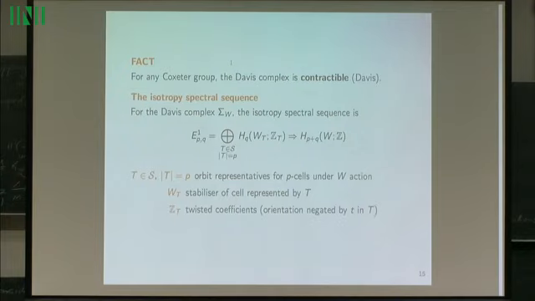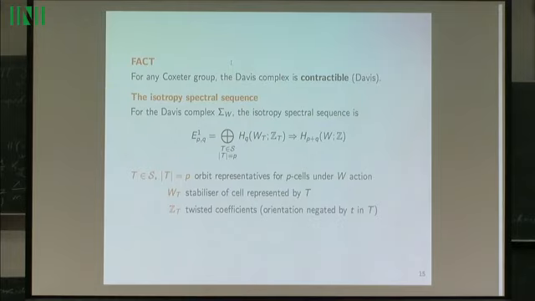So this is true in general. So for the Davis complex, the isotropy spectral sequence is given by, on the E1 page, sums over the orbit representatives of your P cell. So they were identity cosets, so you just need to identify the subgroup. So we had the P cells corresponded to subgroups where the generating set had order P.